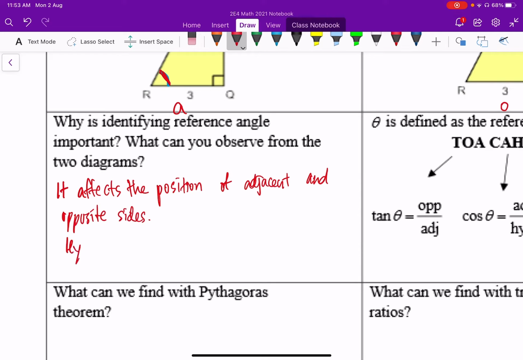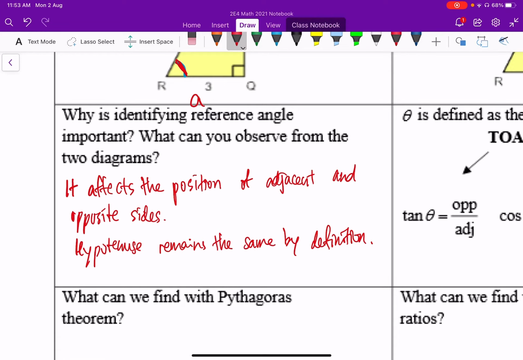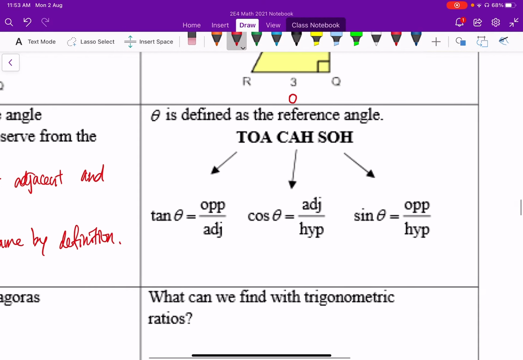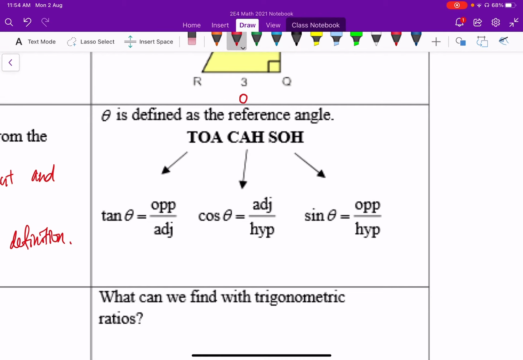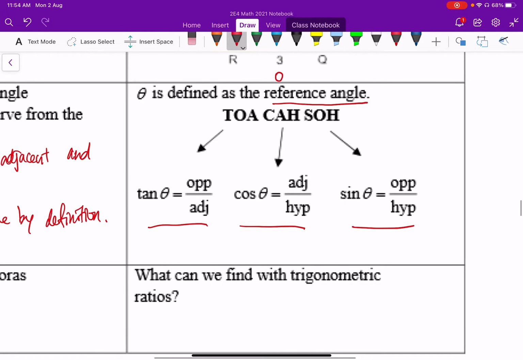And the hypotenuse, on the other hand, remains the same by definition, because it's always opposite the right angle. That's why I say that to apply this, you must make sure that you are looking at the right angle triangle. So therefore, theta is defined as the reference angle, and you get TOA, CAH, and SOH, something that we use a lot in this chapter.